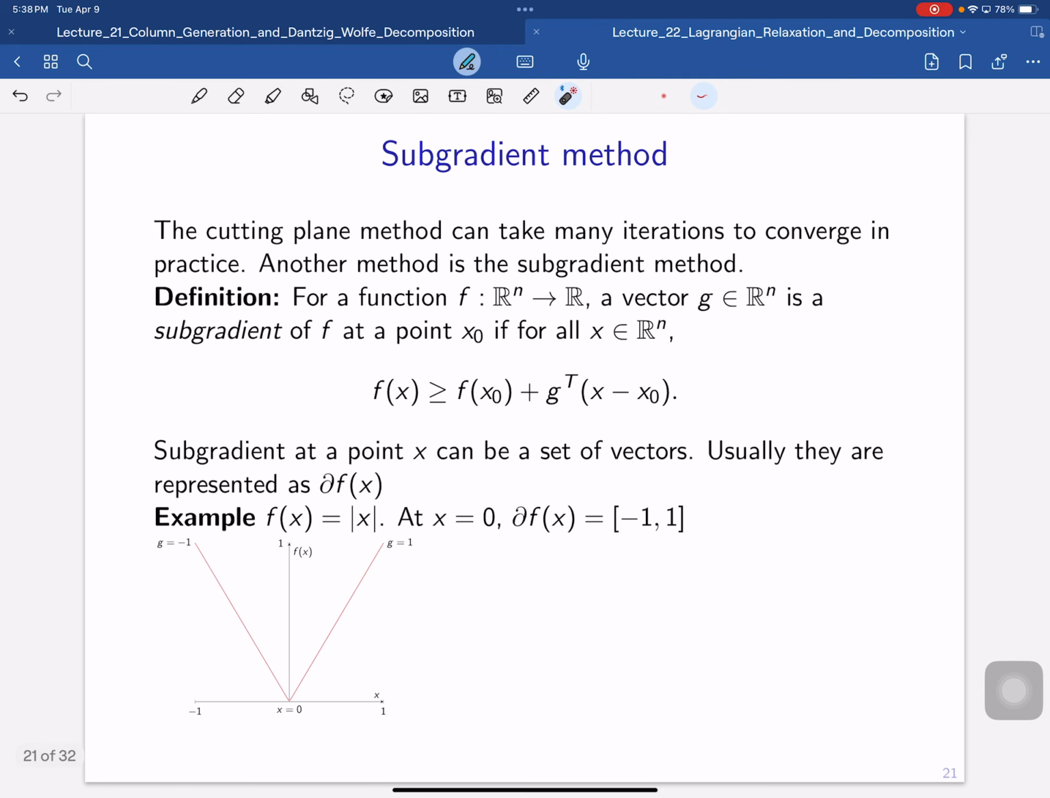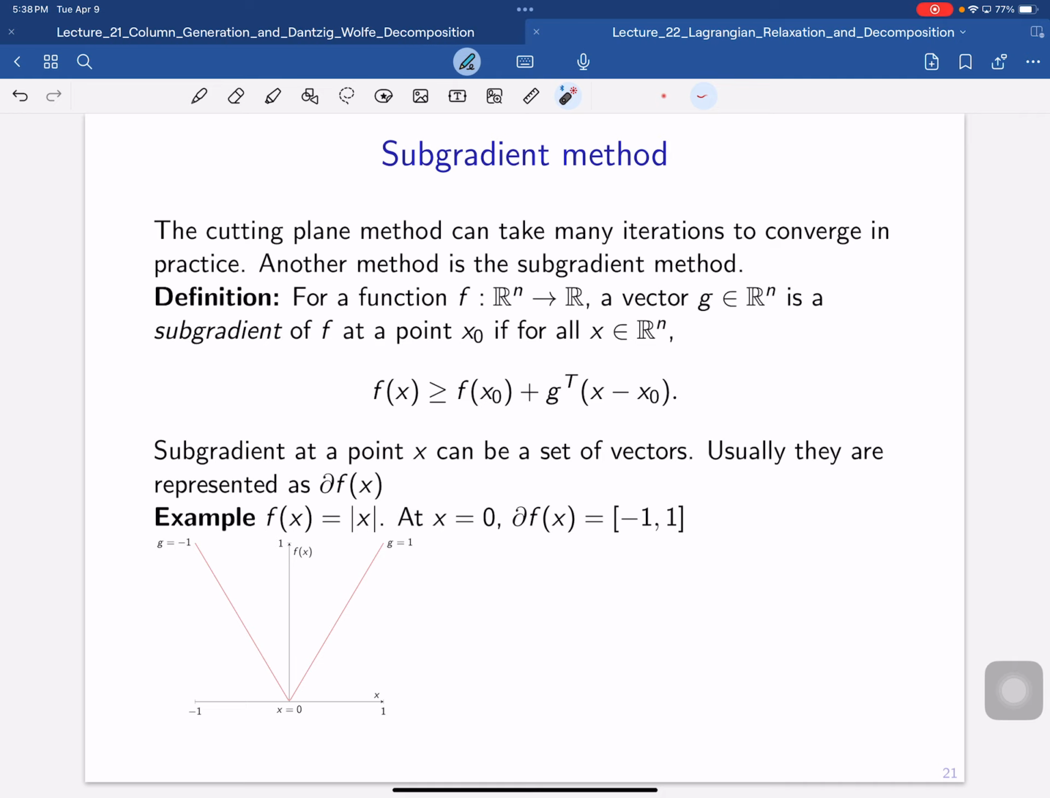Okay, so then there is another method to solve the Lagrangian dual, which is called the subgradient method. So we already said the d lambda function is not a differentiable function. For a non-differentiable function, it does not have a gradient everywhere. But for a convex non-differentiable function, it has something called a subgradient everywhere. So how do we define a subgradient?